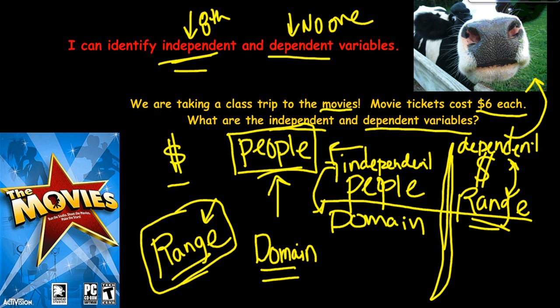And there's one more place we have to bring this. We have to bring this into a graph. And when we think about a graph, it's important to know that our independent variable is always going to go on our x-axis, or our domain, and our dependent is always going to go on our y-axis. So these are all things that we have to depend on when thinking about independent and dependent variables. What do you think, Mr. Cowfriend?